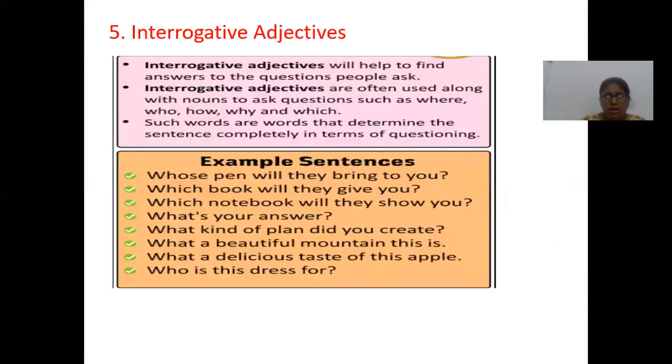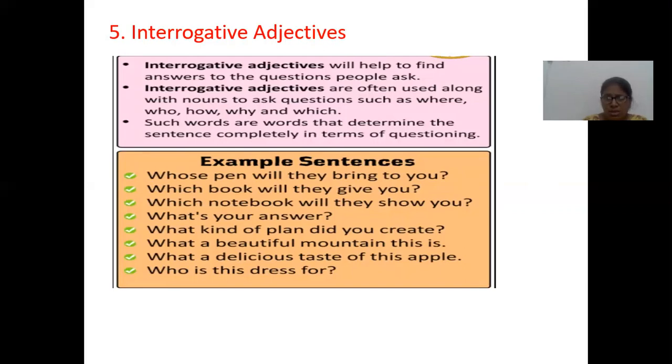Next is interrogative adjectives. These are the adjectives which help us to find answers to the questions people ask. And they are often used along with nouns to ask questions such as where, who, how, why and which. Such words determine, decide or control the sentence completely in terms of questioning, means it is becoming a questioning sentence.